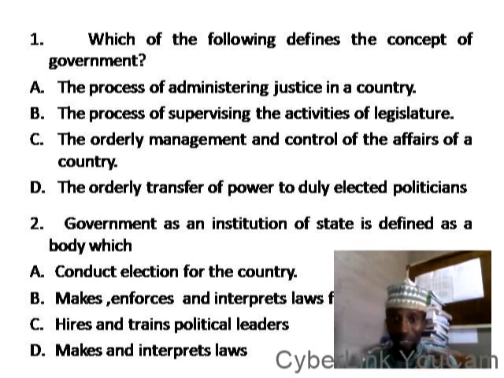The correct answer to the question is option B, which is makes, enforces and interprets law. Makes law for the legislature, enforces law for the executive, and interprets law for the judiciary.